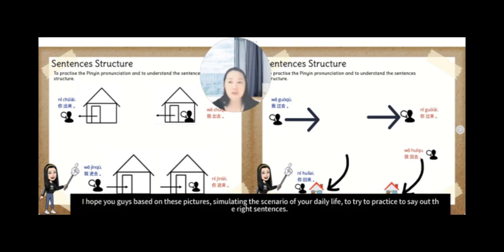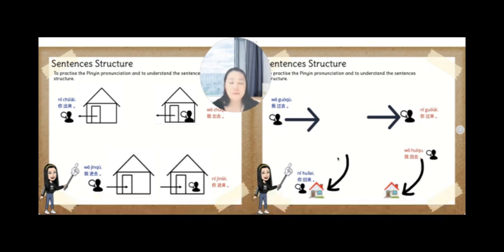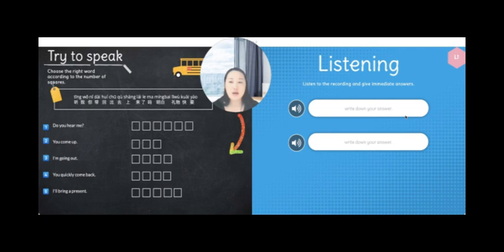I hope you guys, based on these pictures, will simulate the scenarios of your daily life and then try to practice saying the right sentences. Okay? So the homework for this lesson is to complete the try to speak section of the first lesson in the textbook and also the listening exercises. After completing these two exercises, you can check the answers at the back of the textbook. If you don't understand after the first lesson, you can listen to it a few more times. Alright? So please keep up the good work and see you in the next lesson.